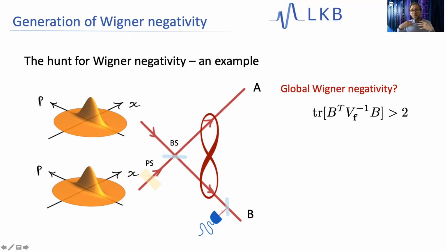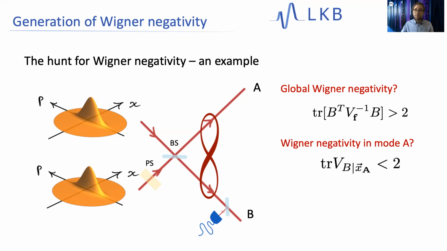So if I want to see whether I have global Wigner negativity, what I'm going to do is take the covariance matrix of the full Gaussian state. I'm going to invert it, and then I'm going to project it to the mode B. And if this gives me a value larger than 2, I know that globally I will have Wigner negativity somewhere.